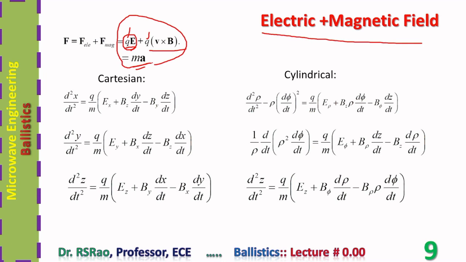This equation can be converted into component form. This is a vector equation; one can get component equations. In fact, they are the governing equations of the particle motion in the fields. In the Cartesian system, d²x/dt², d²y/dt², d²z/dt² are equal to expressions which involve Ex, Ey, Ez, Bz, Bx, By. One can also consider the Lorentz force law equation in the cylindrical system. It gives another set of three equations, each one corresponding to one component.